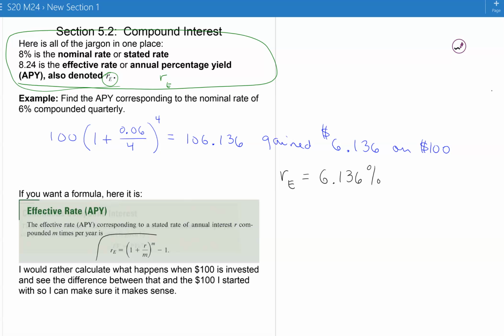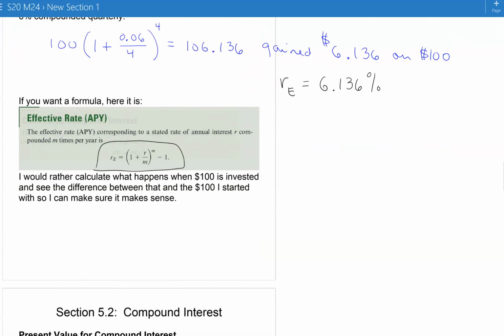So if you want a formula, here's the formula. This is done as if you put $1 in, and then you subtract off your original dollar. Then you have to convert it into percent. So I like my way better, where I work with $100, then my answer comes out already in percent. But it's totally up to you.